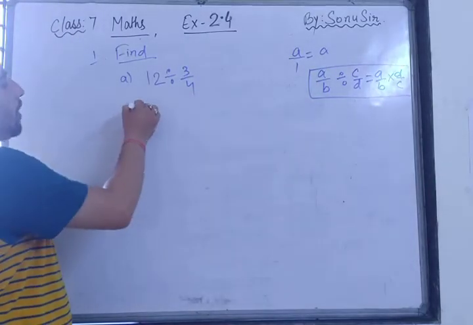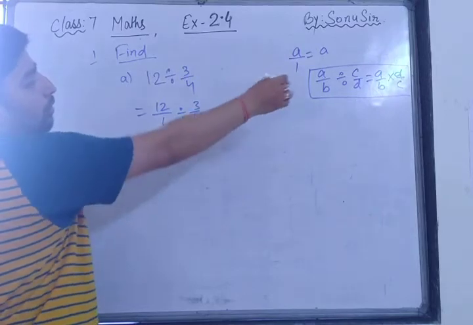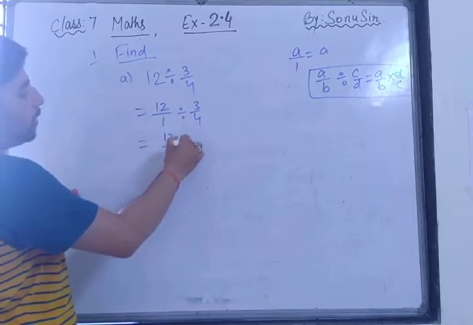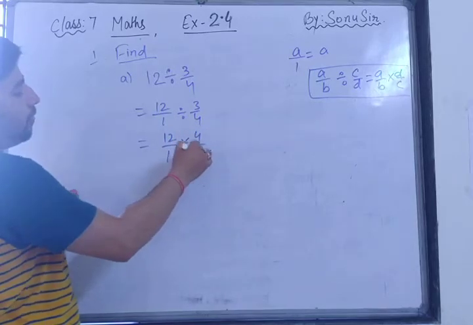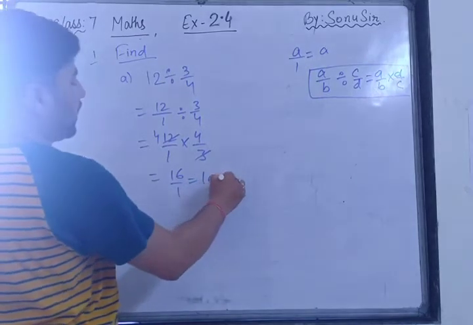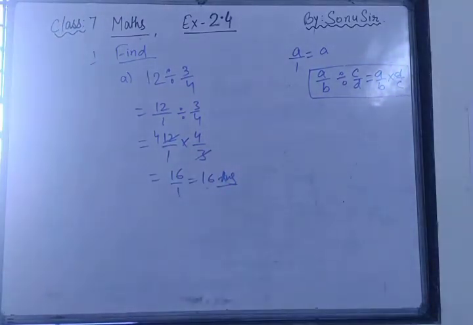So 12, can we write here 12 by 1 divided by 3 by 4. So you can see A by B divided by C by D, so A by B into D by C. 3 4s are 12, 4 4s are 16 upon 1 is equal to 16, answer. Got it? So similarly we can solve all the questions of this type. I hope all of you can solve.